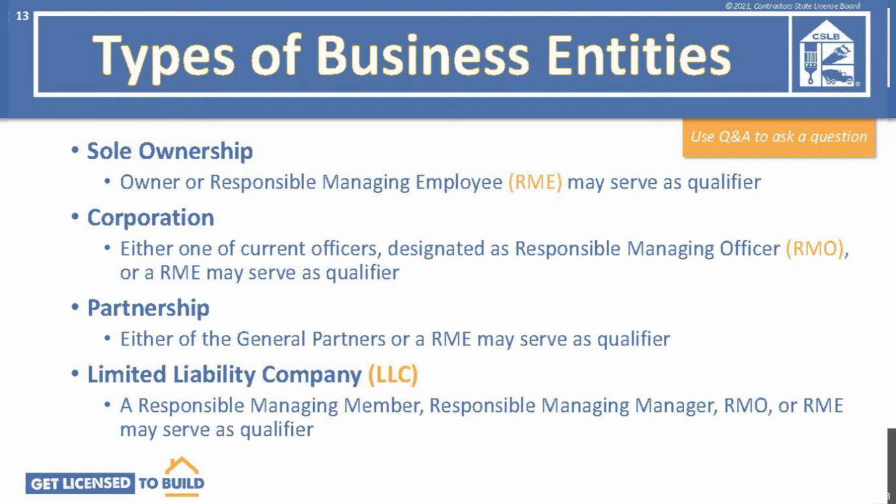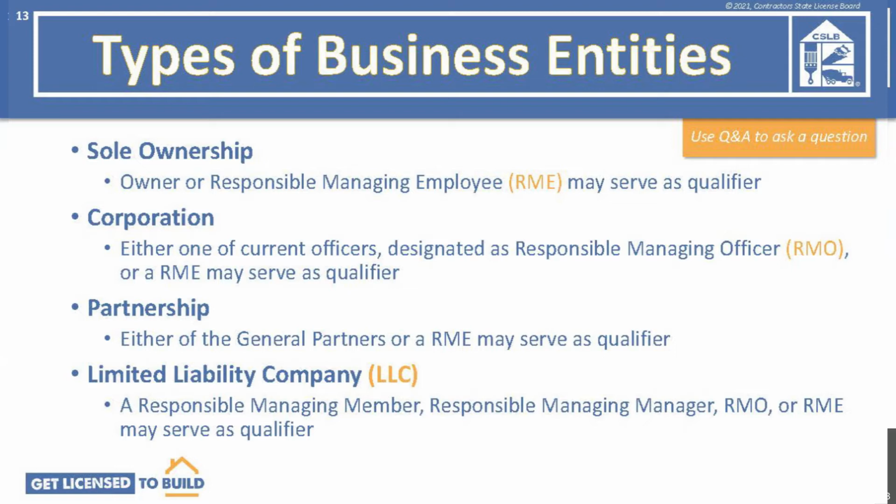The next thing you are going to need to determine before applying for your license is which type of entity your business will be. There are 4 types. First is the sole ownership, where the owner or responsible managing employee may serve as the license qualifier. Just about 2/3 of the contracting businesses in California are sole ownerships.